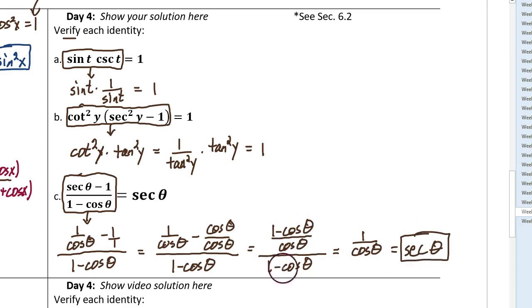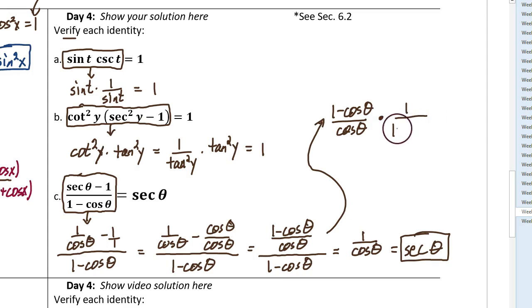Now, if you're not really fluent with dividing fractions, I may have lost you right in this step here. So let me go up here and expand on what I did. I took this first fraction, 1 minus cosine theta, all over cosine theta. And then when it said divide by this right here, I thought of that as multiplying by the reciprocal. Then I cross-canceled, and it left 1 over cosine theta.